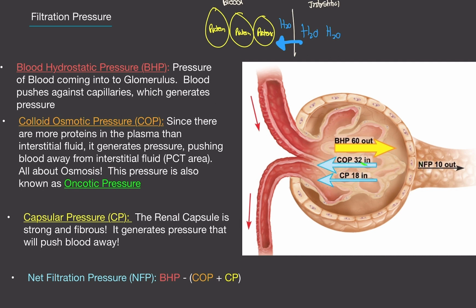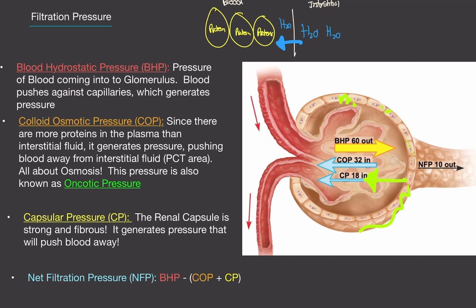Okay. The capsular pressure is the pressure of the actual capsule itself, because it's very strong and fibrous. So it actually generates pressure that pushes blood away. It's basically really thick skin here, and it causes pressure buildup and pushes the blood away.